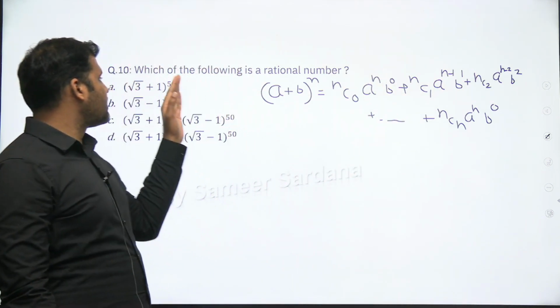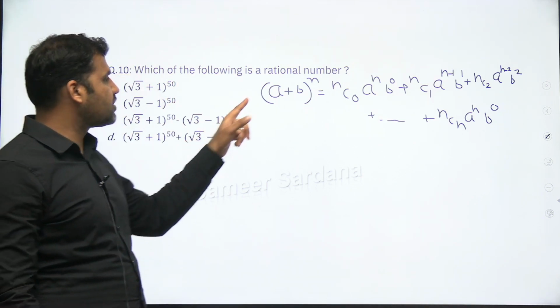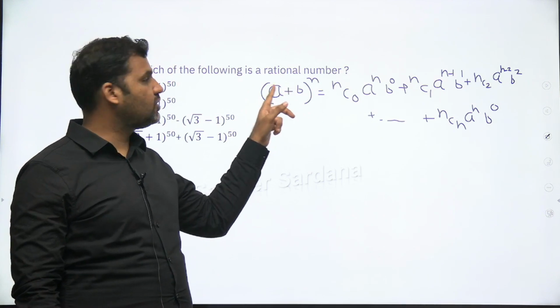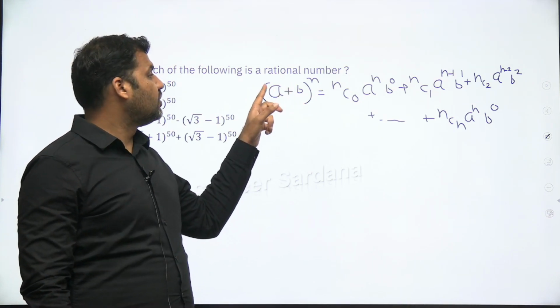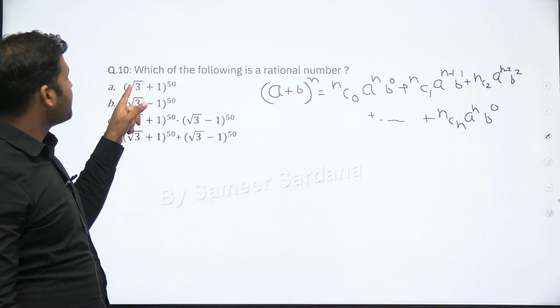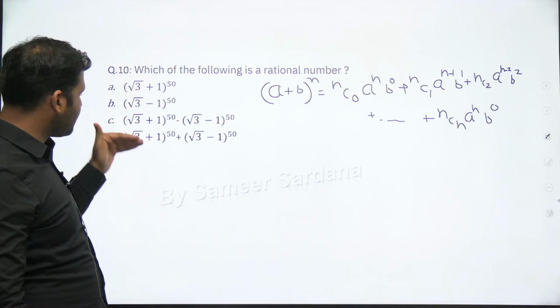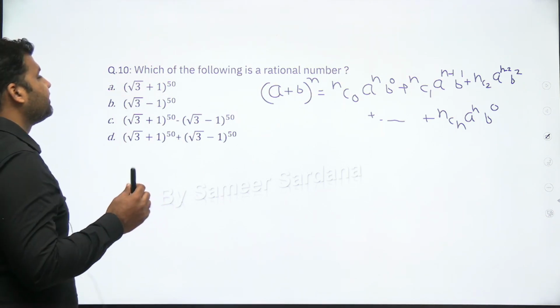Now we are supposed to find out which of these numbers is rational. Why do we say binomial? Because there are two variables, two individual terms, right? So that's a binomial. So guys, which of the following is a rational number here? Which number would you call a rational number?